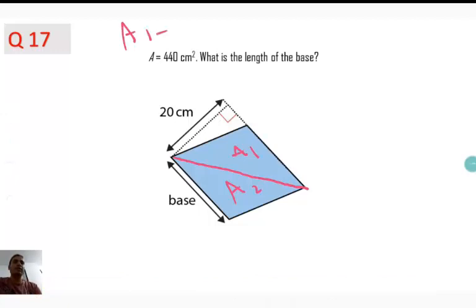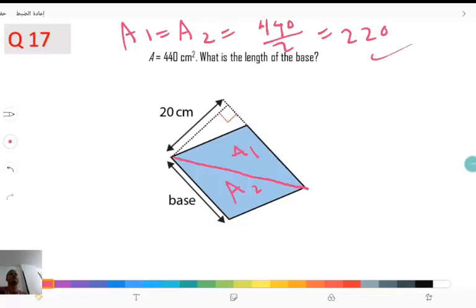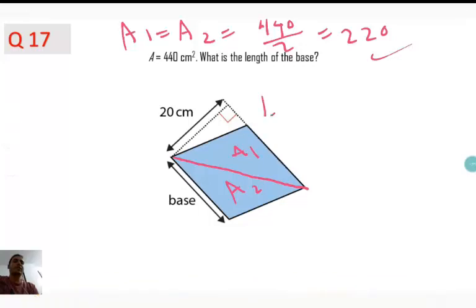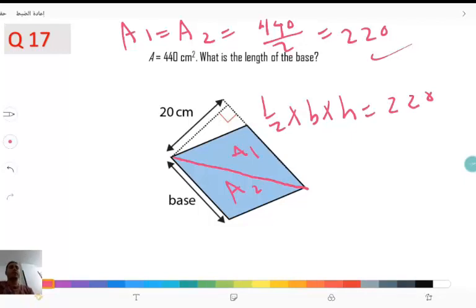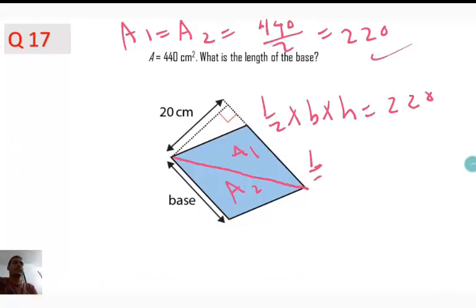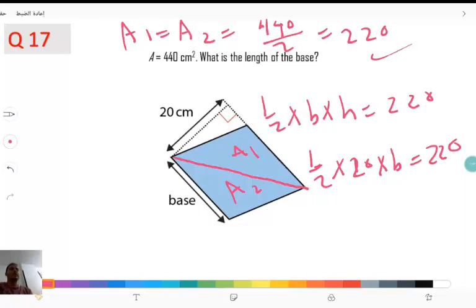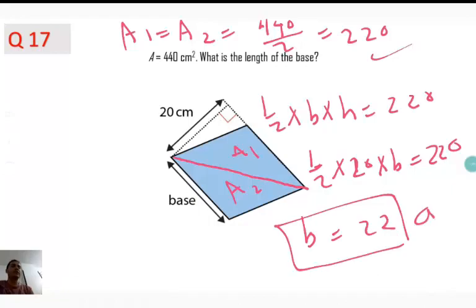And let us say A1 equals A2 equals the total area divided by 2, which is half of the total area, which is 220. This is the area of one triangle. And let's use the area of a triangle law, which is half times base times height equals 220. He already gave us the height, so half times the height, which is 20, times the base, we need it, equals 220. From this equation, the base equals 22 centimeters.